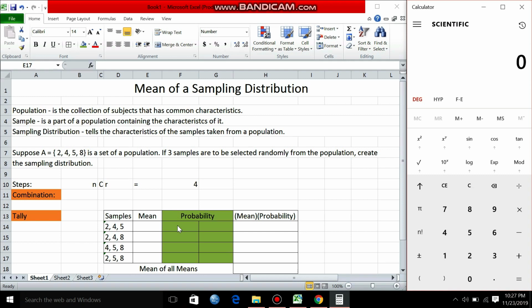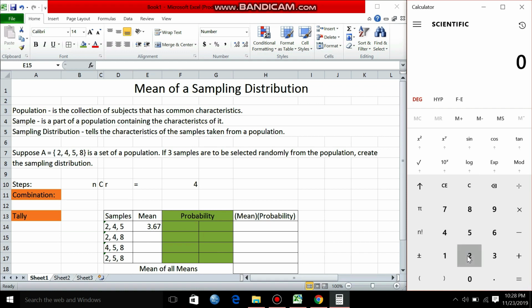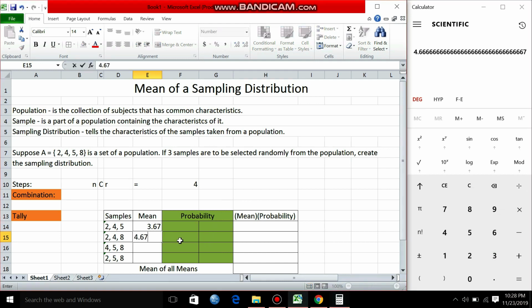Okay, the next step is to determine the mean of these samples. In the first row, we have 2 plus 4 plus 5 equals 11, then divide by 3, since these are composed of 3 numbers, so we have 3.67 rounded off to the nearest hundredths or 2 decimal places. Next, we'll have 2 plus 4 plus 8, which is 14, divided by 3 is 4.67.